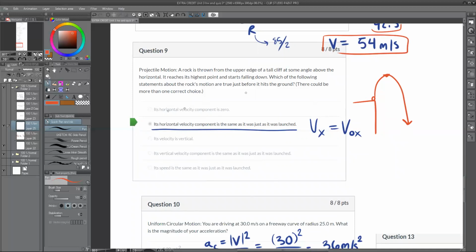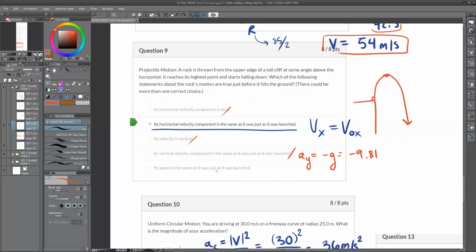We know that the horizontal velocity component is not 0. There's a horizontal velocity. It's just not changing. The velocity is vertical, not entirely true. There is horizontal velocity. So these two are not true. Its vertical velocity component is the same as it was as it just launched. That's not true because it has acceleration of gravity. So it is going to change at a rate of 9.81. So it's not the same.